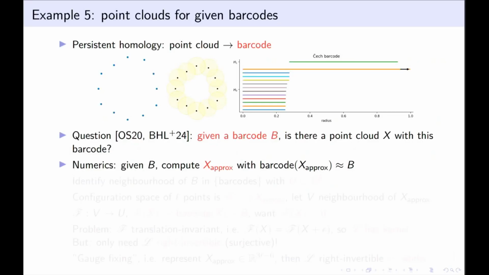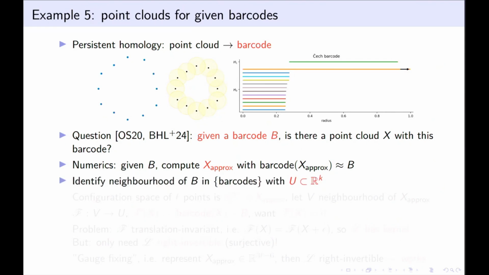And what we also have is good numerical approaches that, given a barcode, come up with some point cloud X approx, such that the barcode of X approx is roughly the barcode that you started with. And I'll be slightly more precise about what this approximately equal here means.